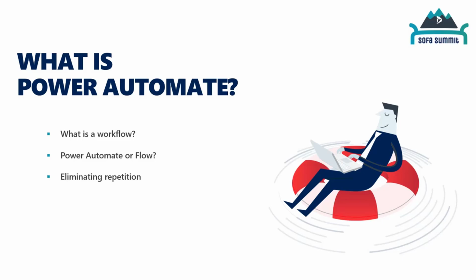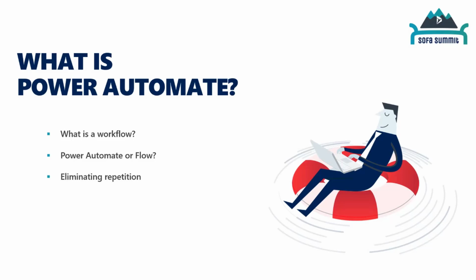Power Automate has been around for probably close to 6 years or so, but it was previously known as Flow. And then in October 2019, in the rollout of the Wave 2 2019 updates, it was renamed Power Automate.